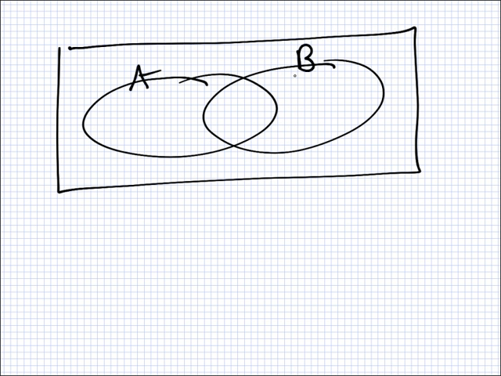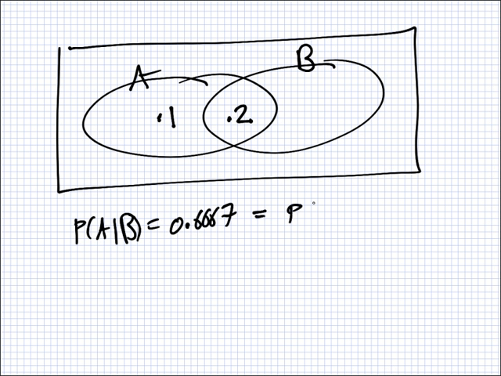Consider two events, A and B. Note that the probability of A is 0.3 and the probability of A and B is 0.2, so that means the probability of A and not B must have been 0.1. And then the probability of A given B is 0.6667. But the probability of A given B is the probability of A and B over the probability of B.